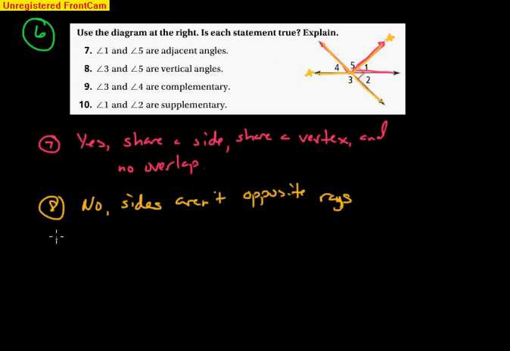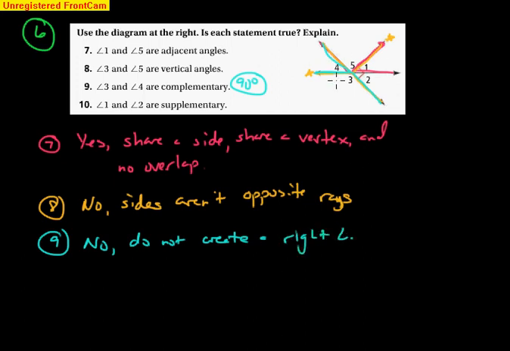Okay? Next, number 9. Angle 3 and angle 4 are complementary. So here's angle 3, and here's angle 4. They are adjacent, but complementary? Remember, complementary means 90 degrees. And here, these two angles make a straight line, so no. They do not create a right angle, right? Since they're adjacent to each other, to be 90 they have to create a right angle, so they don't. They are actually supplementary. So don't be confused there.